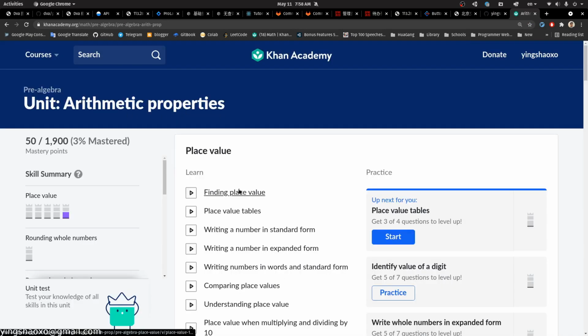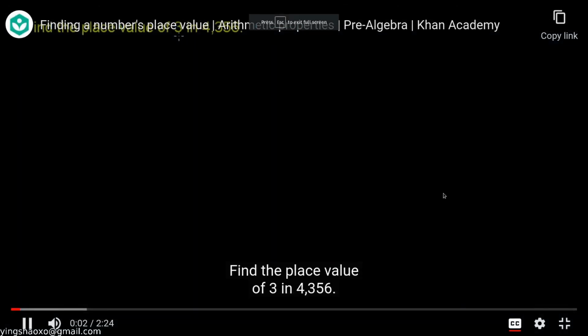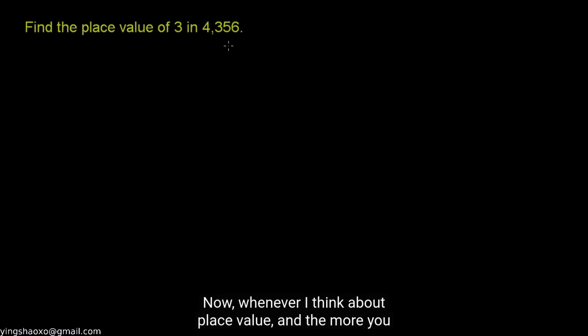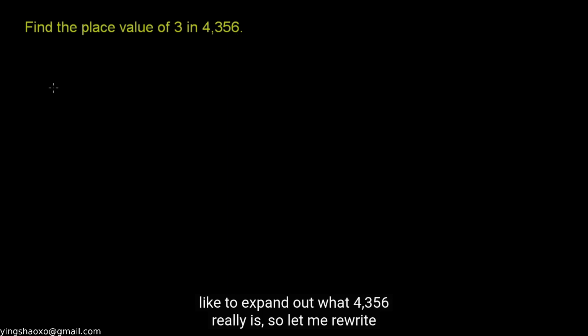Arithmetic properties. All right. Find the place value of 3 in 4,356. Now, whenever I think about place value, and the more you do practice problems on this, it'll become a little bit of second nature. But whenever I see a problem like this, I like to expand out what 4,356 really is. So let me rewrite the number.